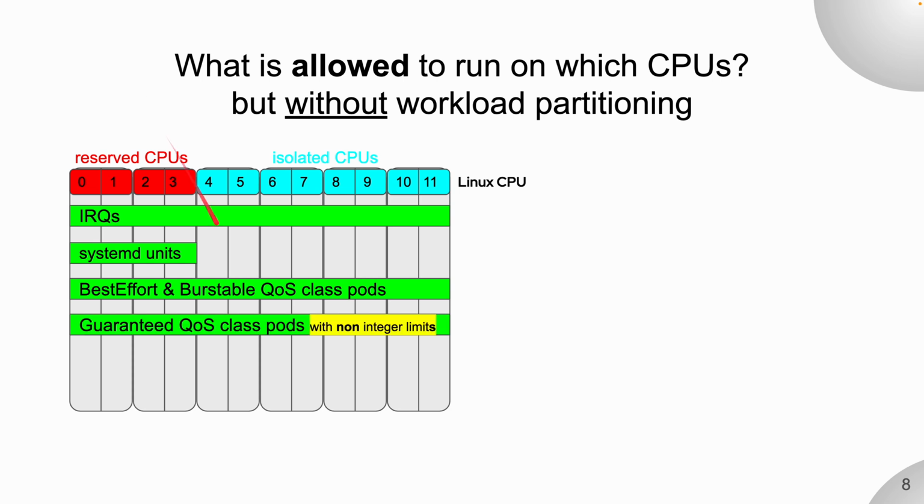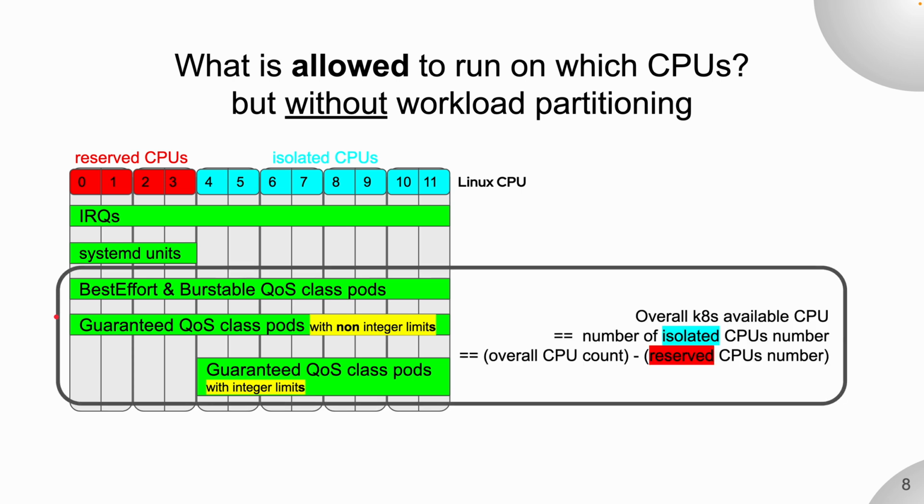Guaranteed QoS class pods with non-integer limits can run anywhere. And guaranteed QoS class pods with integer limits can run only on isolated CPU. So basically, guaranteed QoS class pods with integer limits are limited to isolated CPU. Systemd units are limited to reserved CPU, and the rest, IRQs and other pods, can run anywhere.